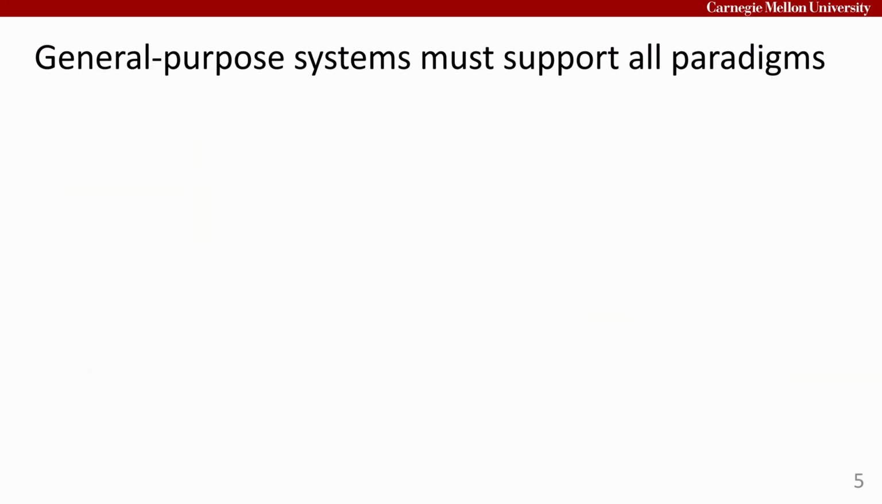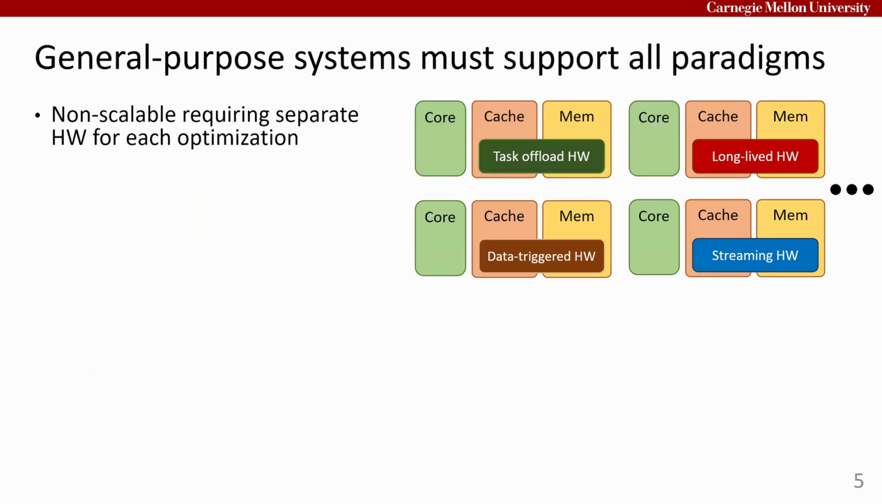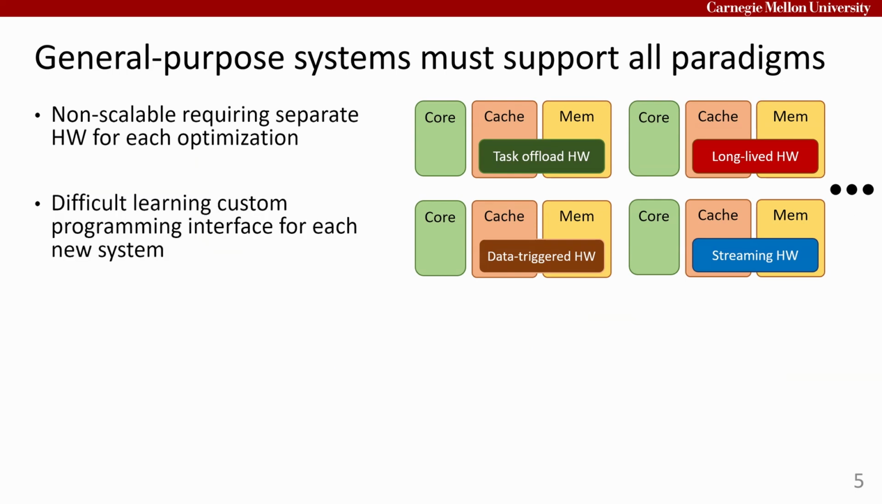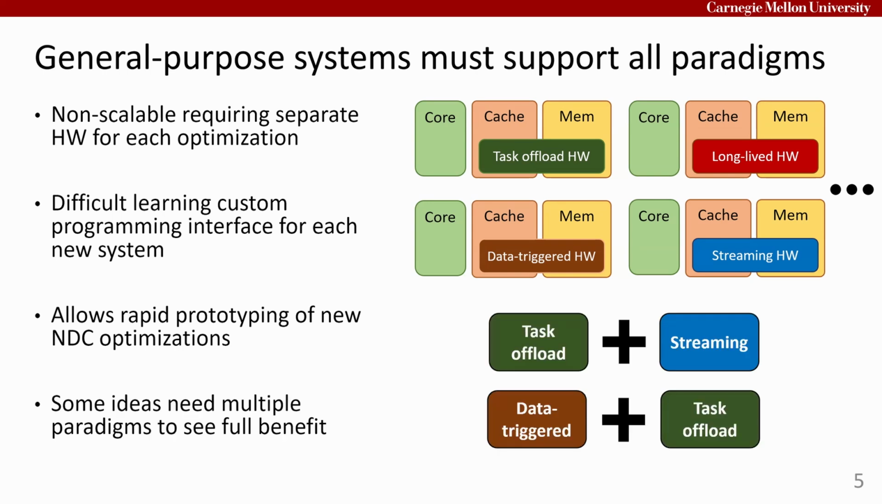That's unfortunate because there are major challenges with systems only supporting limited paradigms. Developing new hardware for each NDC optimization is not a scalable solution to the data movement bottleneck. CPUs are so widely employed because they can each run almost arbitrary software. New NDC hardware typically requires new programming interfaces, so each new design places more burden on programmers. Supporting all paradigms on the same system also allows rapid development of new NDC optimizations on a single platform. Finally, some NDC optimizations require support for multiple paradigms to achieve their full potential. I'll demonstrate one such example later in this talk.